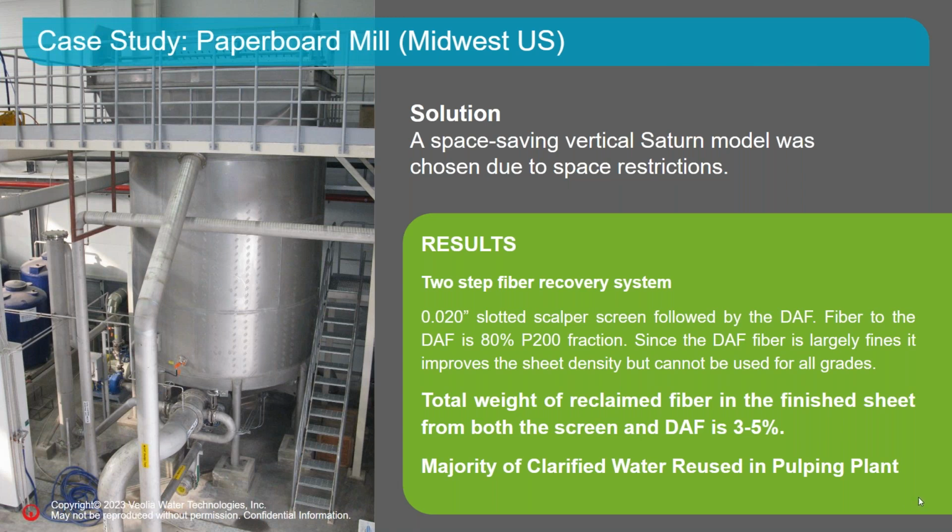When you look at both the slotted screen and the DAF, you end up with about 3 to 5% of fiber by weight in the finished product. And the most important function of the DAF clarifier is in the reuse of the water, to keep water in the system and the energy in the system.